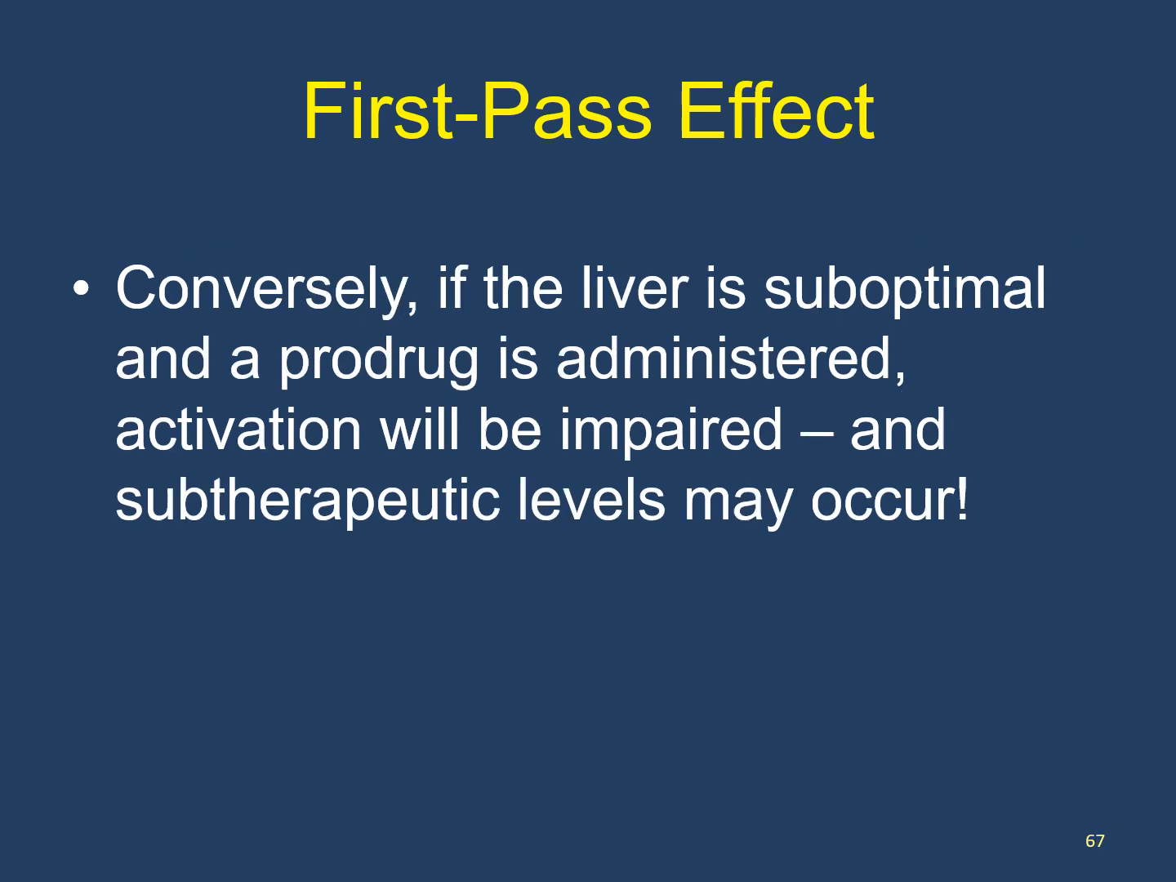But if the liver is not functioning properly, if the liver is suboptimal, and a drug is administered in prodrug form, where that drug needs liver metabolism to activate it, well, then what's going to happen? You give the patient the prodrug, the liver's not working right, the drug won't be activated by the liver, and subtherapeutic levels may occur.